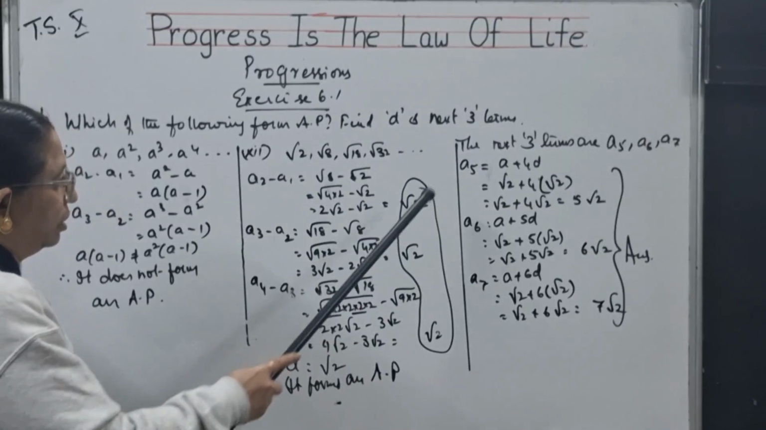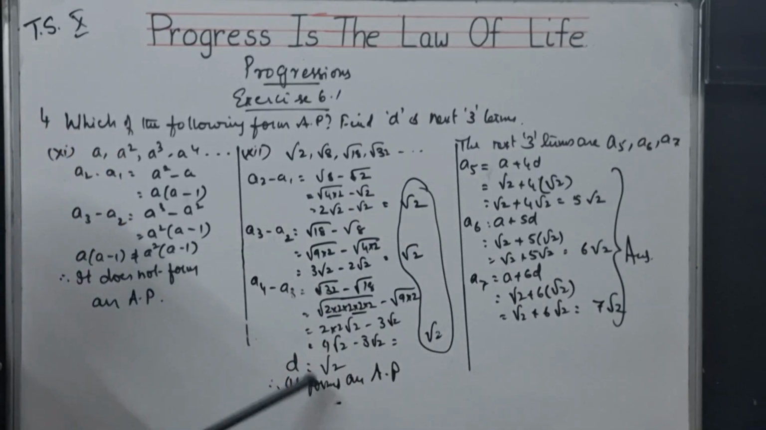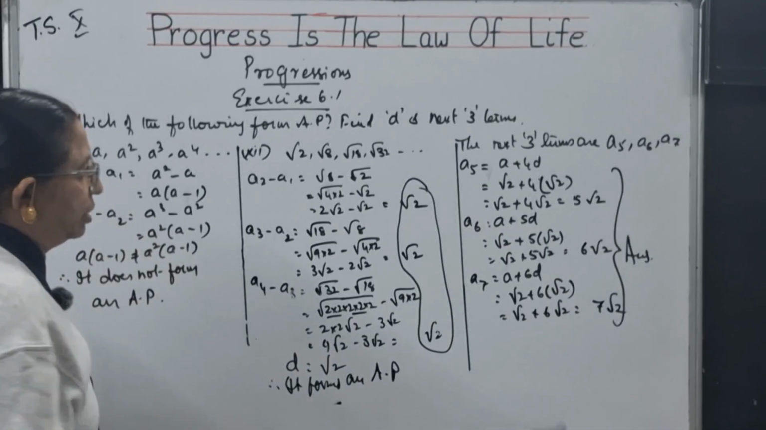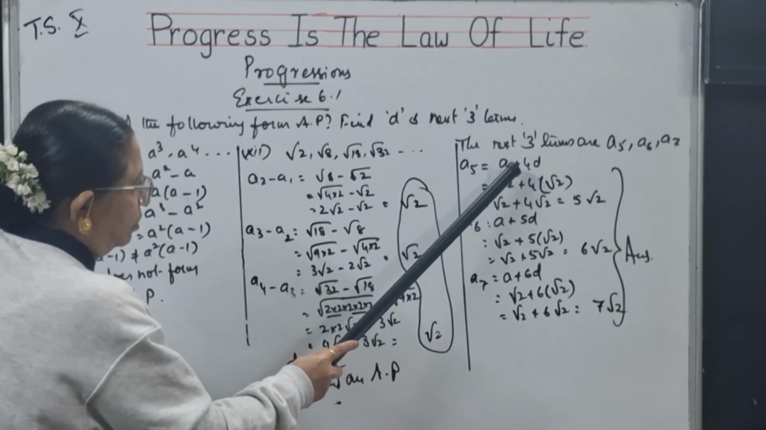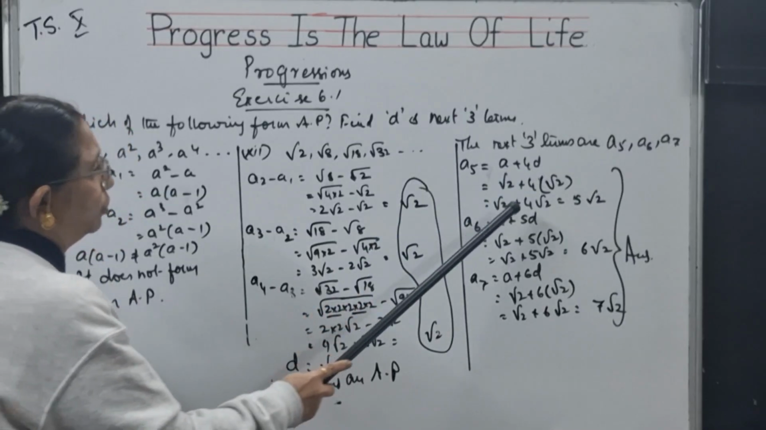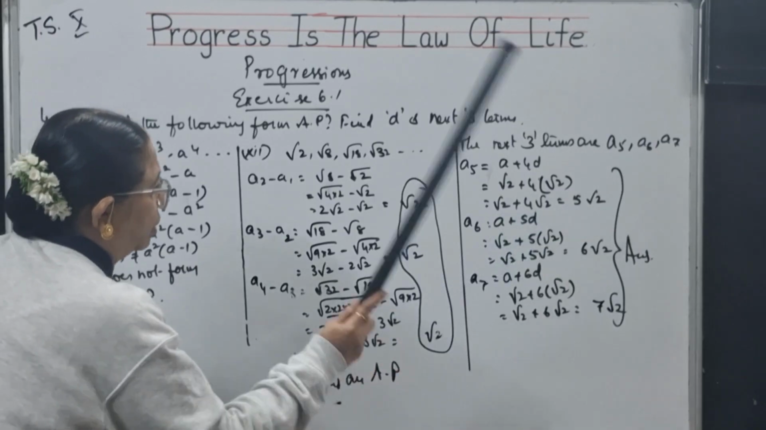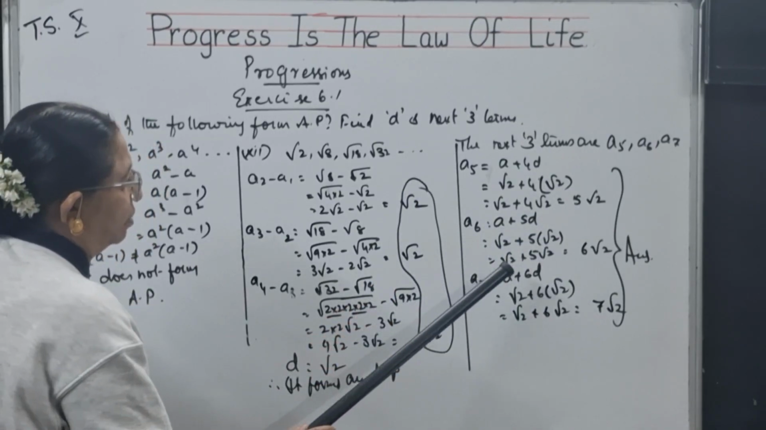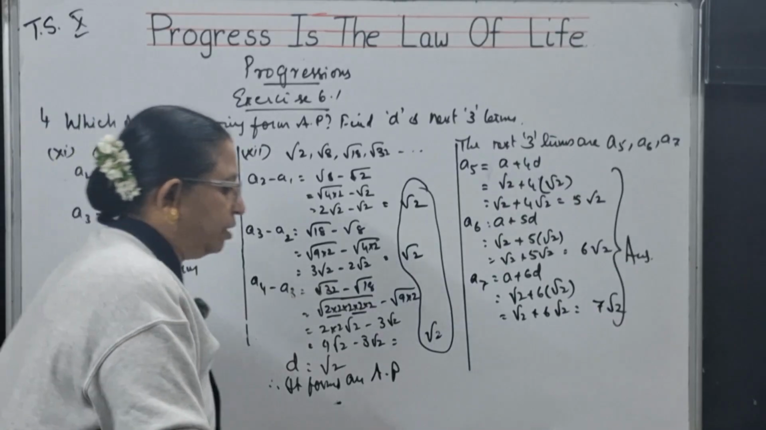Here also root 2. That means all are root 2s, the common difference is root 2. Since common difference is root 2, it forms an AP. When it forms an AP, the next three terms A5, A6, A7. A5 is A plus 4D, root 2 plus 4 into root 2, that is root 2 plus 4 root 2, 5 root 2. So A6, A plus 5D is 6 root 2. A7 is A plus 6D, that is 7 root 2. So these are the answers for this.